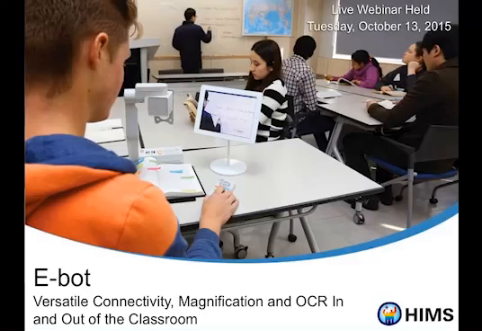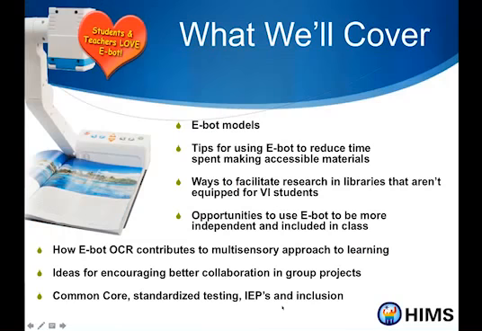There's 3 different ones. Tips for using the E-bot to reduce the time spent accessing materials, making accessible materials. Ways to facilitate research in the libraries that aren't equipped for students. Opportunities to use the E-bot to be more independent and included in the class. How the E-bot OCR contributes to a multi-sensory approach to learning. Ideas for encouraging better collaboration in group projects. Common Core, standardized testing, IEPs, and inclusion.